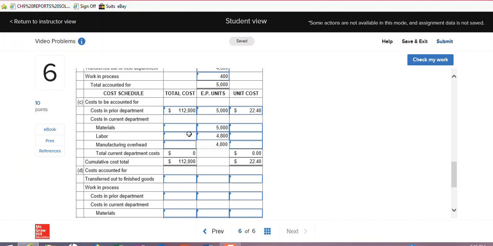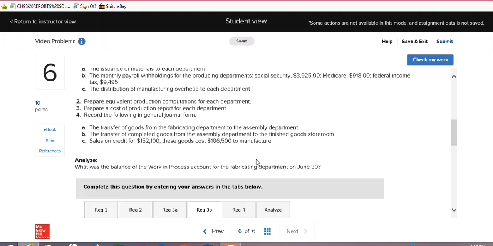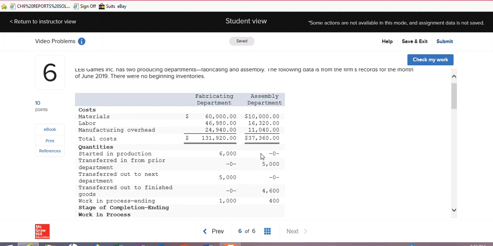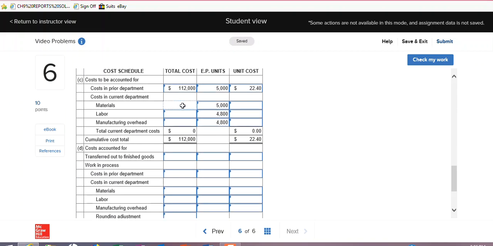All right, so there's our units. That came off of requirement 2, right? Yeah. All right, we're going to put in our amounts, and that's from up here in the chart. So the dollar amounts that we've spent, 10,000, 16,000 some odd, 11,000 some odd. I'm going to take those amounts for material, labor, and overhead and bring them straight down and put them in these boxes. So we've got 10,000 in materials, 16,320 in labor, and manufacturing overhead, $11,040. So those came off the chart.